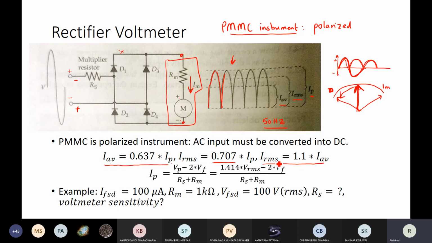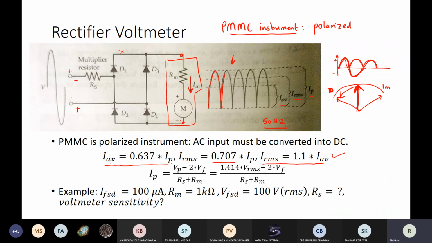Now, since these relations are linear, you can calibrate your instrument to measure the average value, because remember, in the absence of calibration, your meter will always indicate average current. However, using this relationship, you can calibrate the instrument to measure RMS current directly. RMS is the value we are mostly interested in.